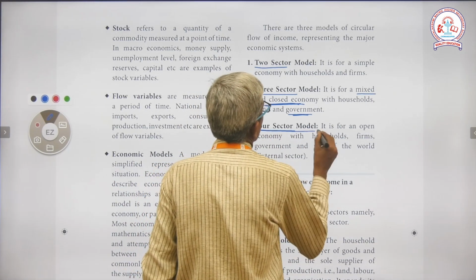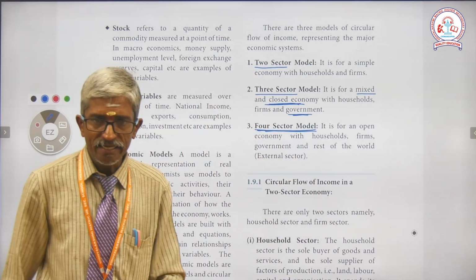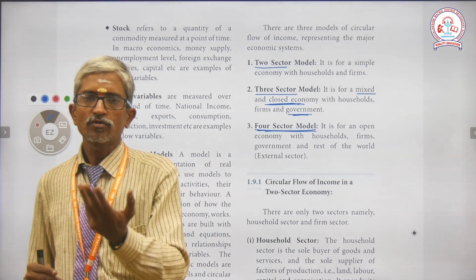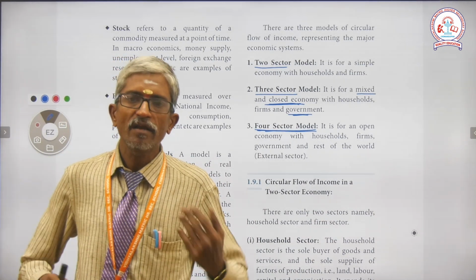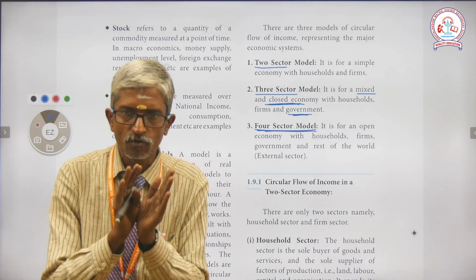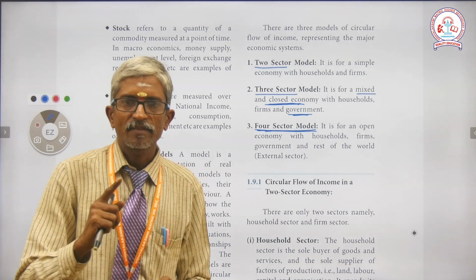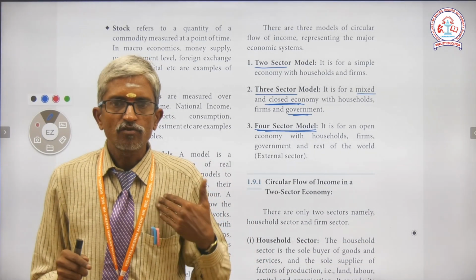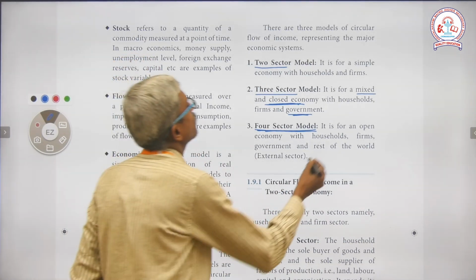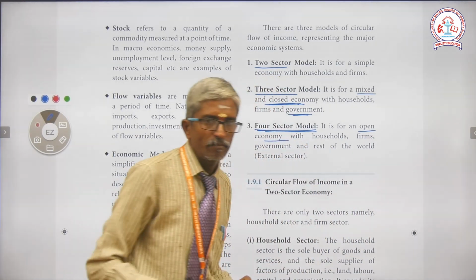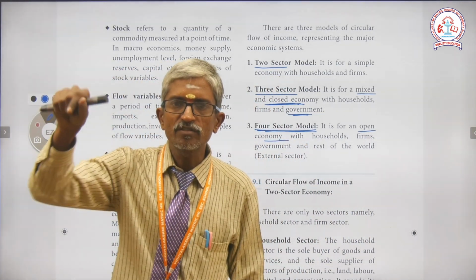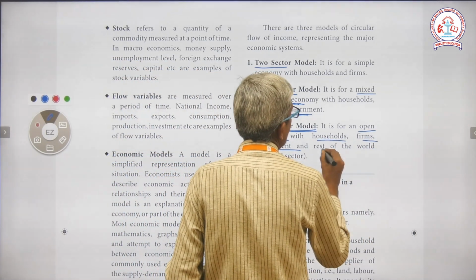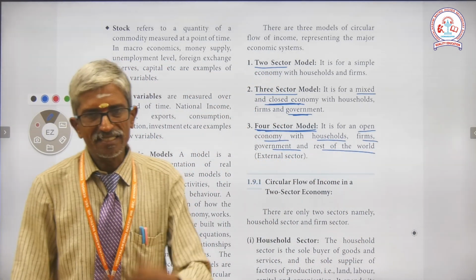Next one is 4 sector model. It is open. They open the door. I have excess goods, so those who are in need, you can contact me. Like that, I kept the door open. Where there is a need, I have a surplus. So they termed it an open economy. Here, what is the term we are using, sir? Export and import. Household, firm, government and rest of the world, the external sector.